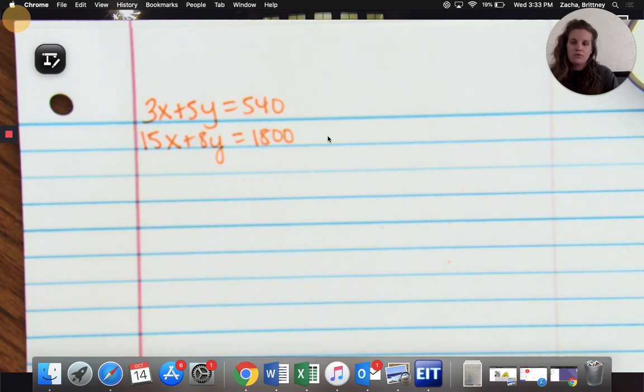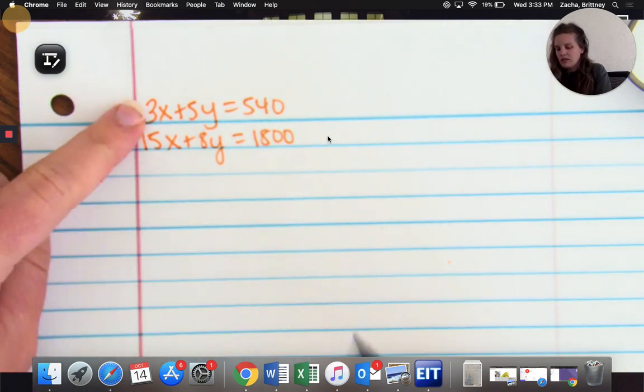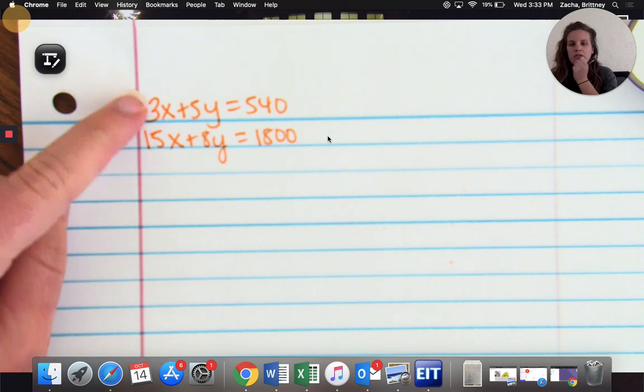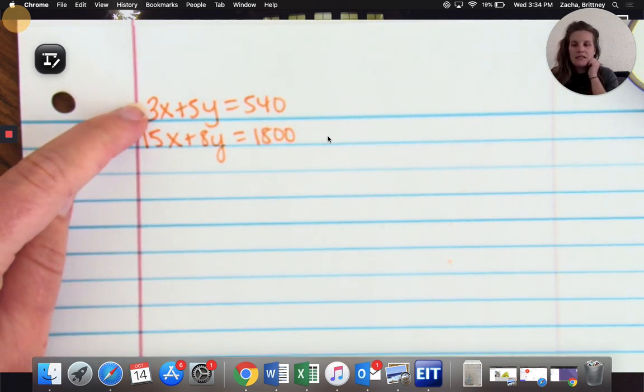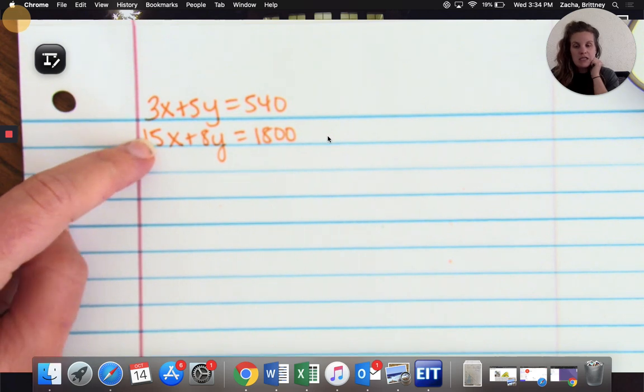So what that tells us, we have to multiply one of our equations by a factor in order to get one variable to cancel when you combine them. So I'm looking at this 3x and this 15x, and you always can start with your smaller number and say, is there something I can multiply this by to get this coefficient?